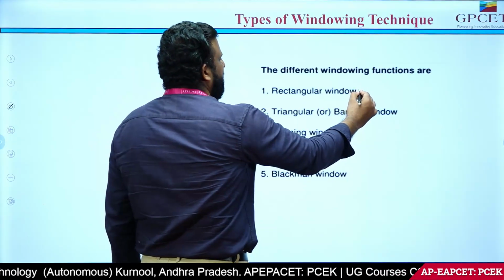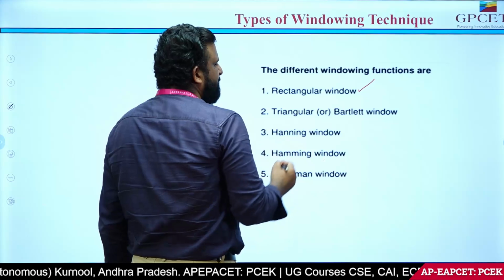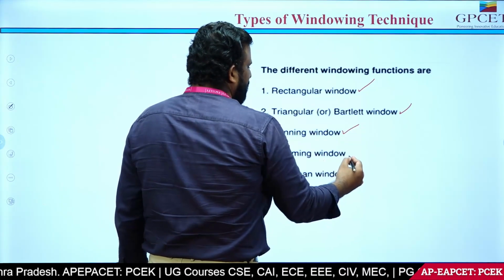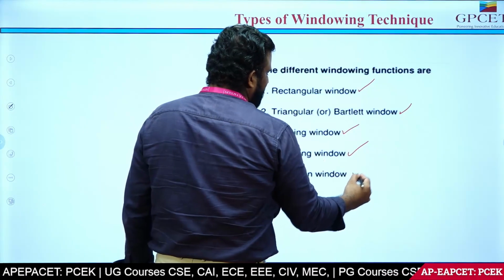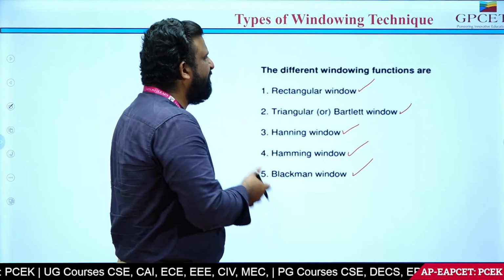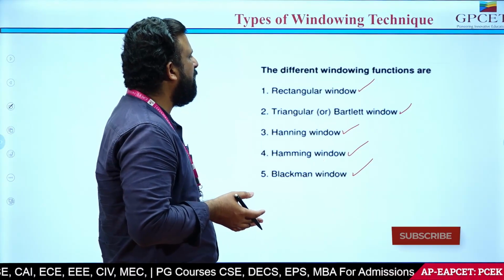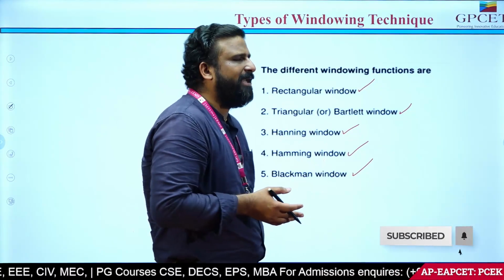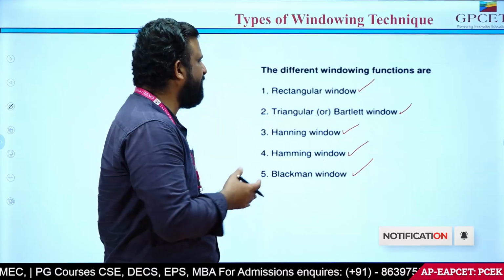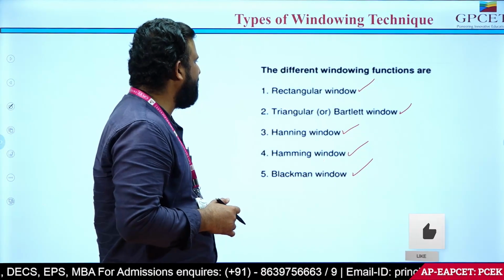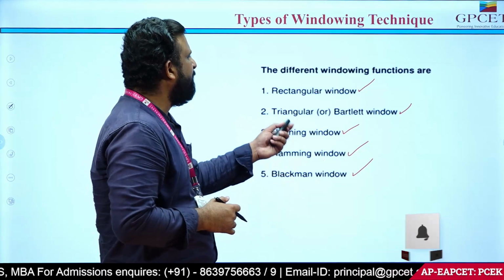The first one is the rectangular window, the second one is the triangular or Bartlett window, the third one is the Hanning window, the fourth one is the Hamming window, and the fifth one is the Blackman window. So these are the different types of windowing techniques we are going to use to convert that infinite length sequence into a finite length sequence. Let me see what conditions are given for each and every windowing technique.